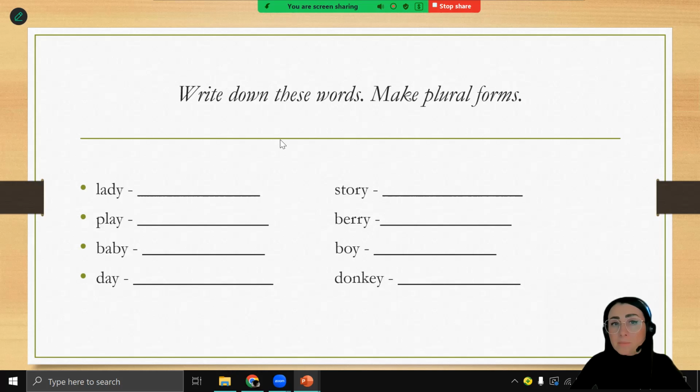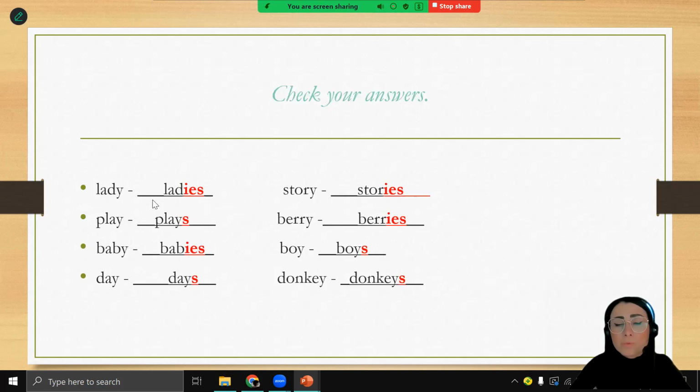Have some practice. Write down these words and make plural forms. Pause this video and do this exercise in writing. Check yourself. Correct answers. So, look what we have here. Lady ends with Y. What letter is before Y? This letter is a consonant.